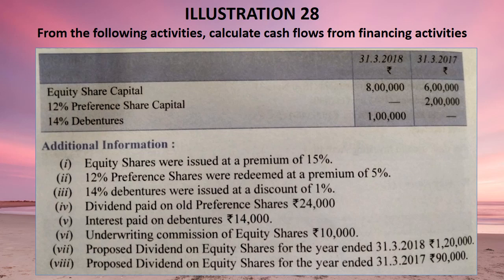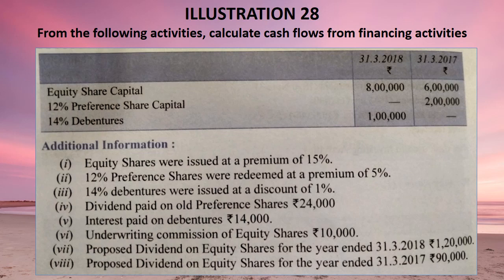12% preference share capital. And now listen, in year 2017, you can see rupees 2 lakh. And after that, in 2018, there is no money. Then in 2018, there is no money. You can understand that the amount has been paid. Redemption has been done. 14% debentures.